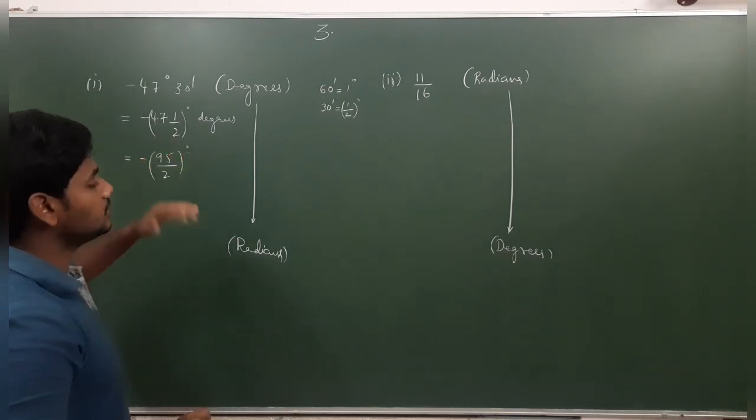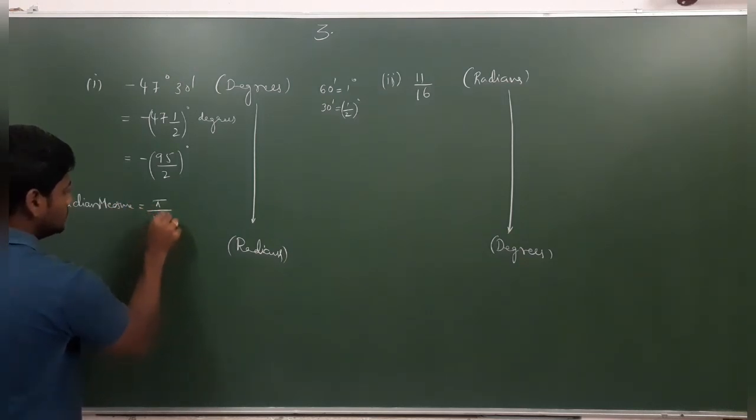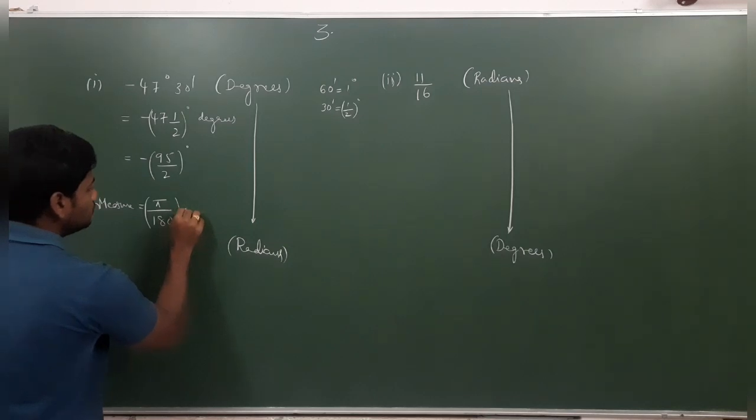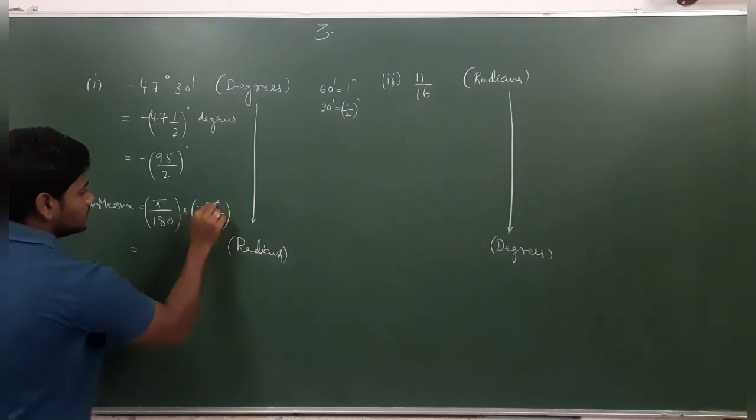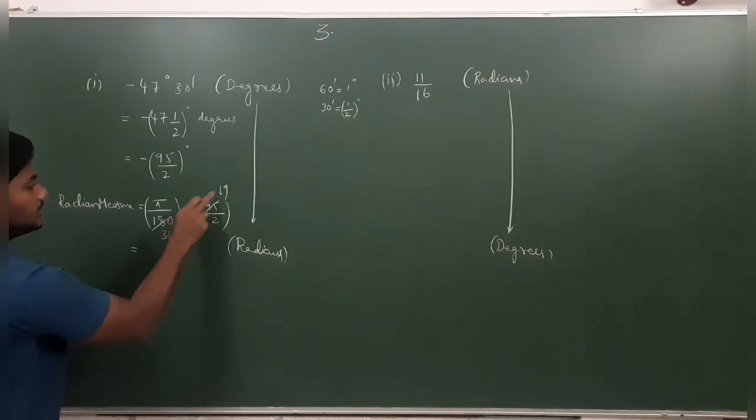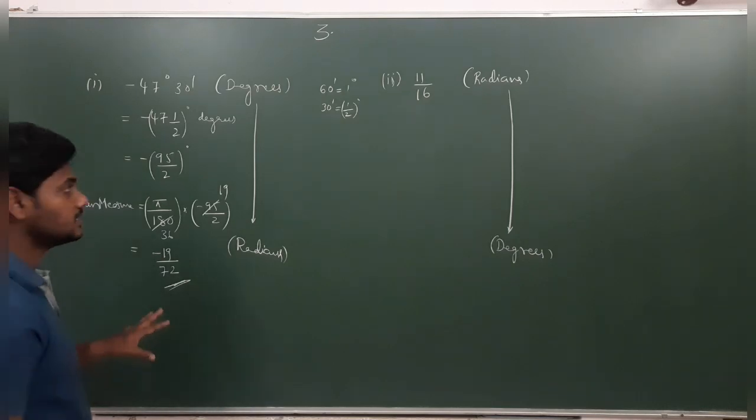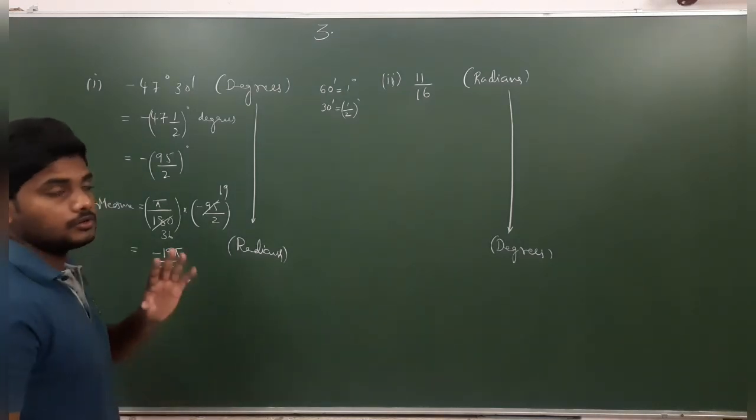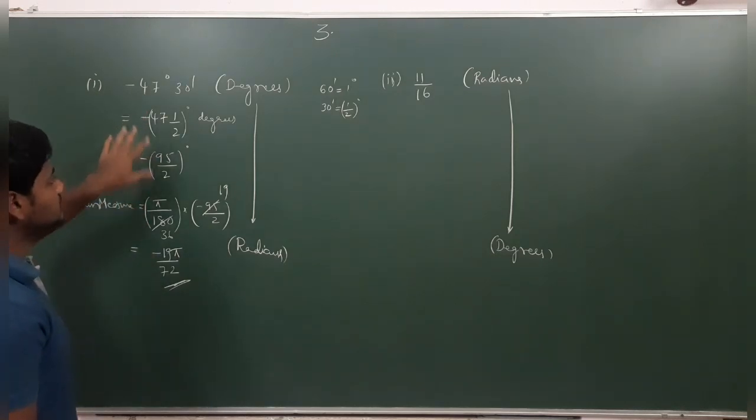Now how to convert this in terms of radians? What is radian measure? Radian measure means pi by 180 into minus 95 by 2, right? If we simplify this, 5 19s are 95, 5 36s are 180, so it is minus 19 pi by 36 into 2, which is nothing but minus 19 pi by 72. Don't get confused: if minus is there, in every step we need to put minus; if plus is there, plus.